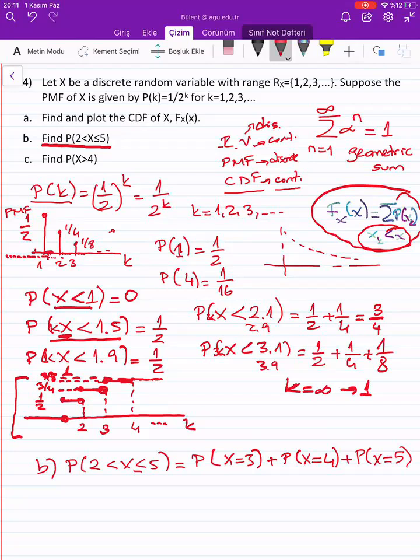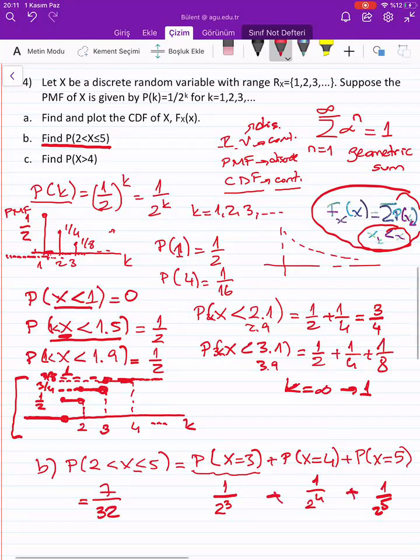So if you think about that, the probability of obtaining 3 is 1/8. This is 1/16. This is 1/32. And I will add all these numbers and obtain 7/32 as my probability, okay? I have added these 3 numbers.